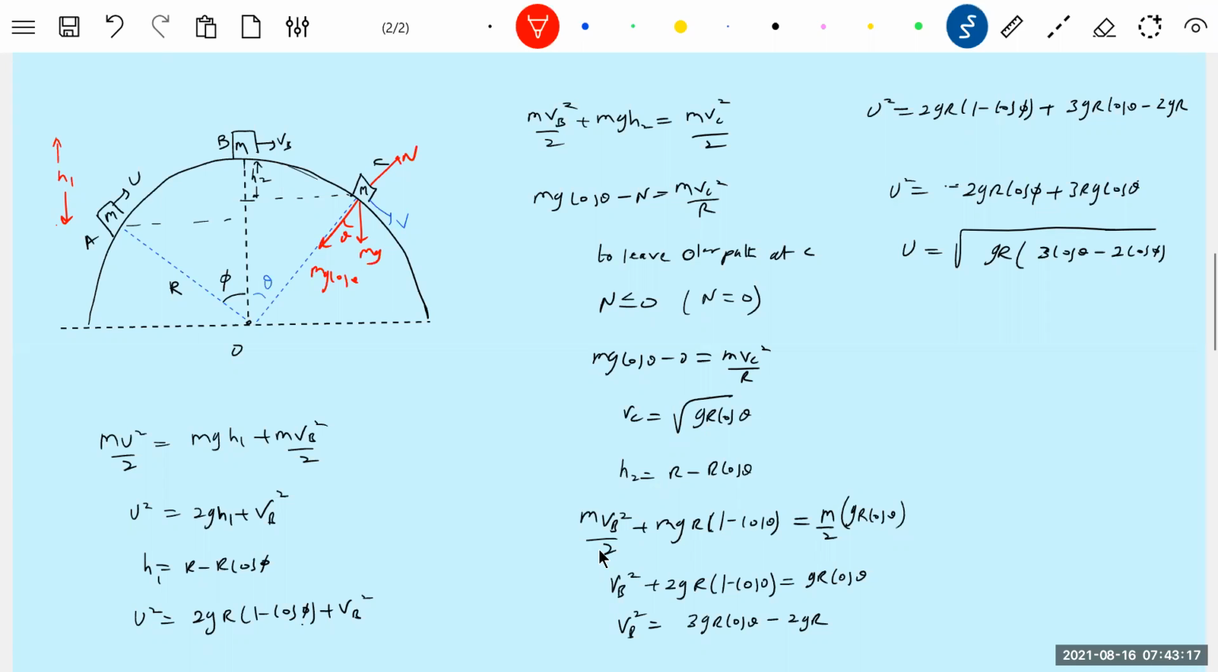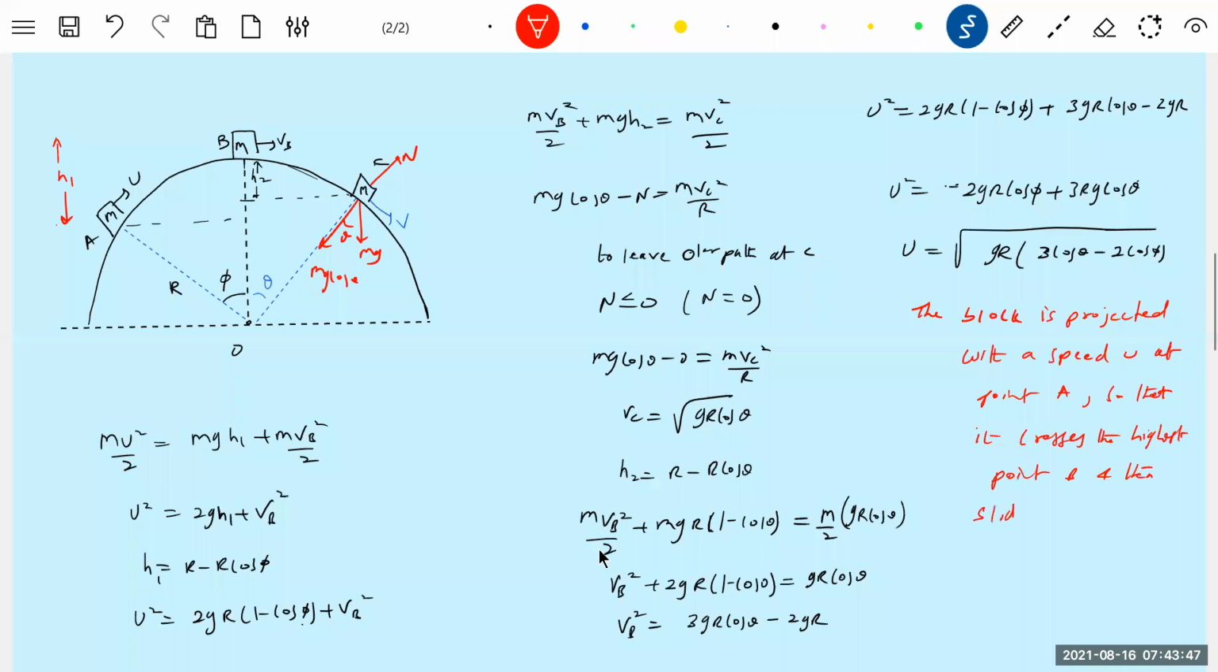What is U? The block is projected from A so that it crosses the highest point B and then slides and then leaves the circular path. What should be that velocity? Okay, that's what we have put as a condition.